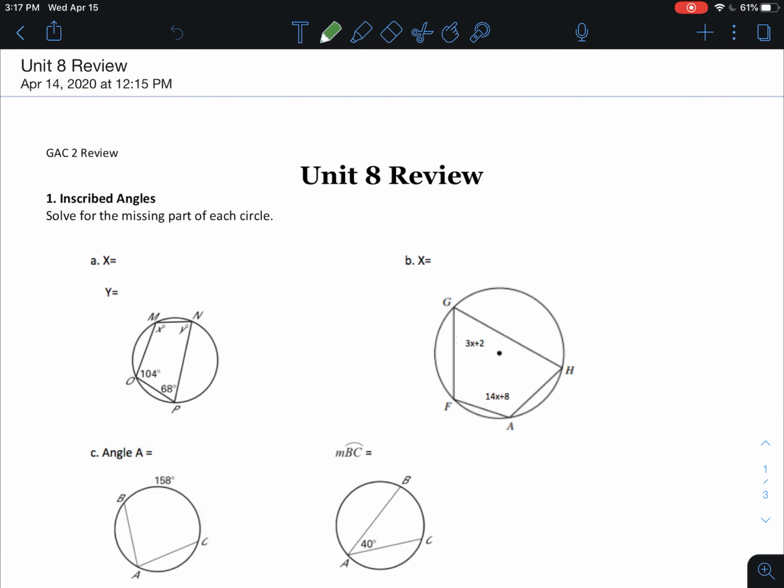Alright guys, here's the Unit 8 notes. I'll try to get through them as quick as possible so I don't take up too much of your time today. But the first questions are all about inscribed angles.